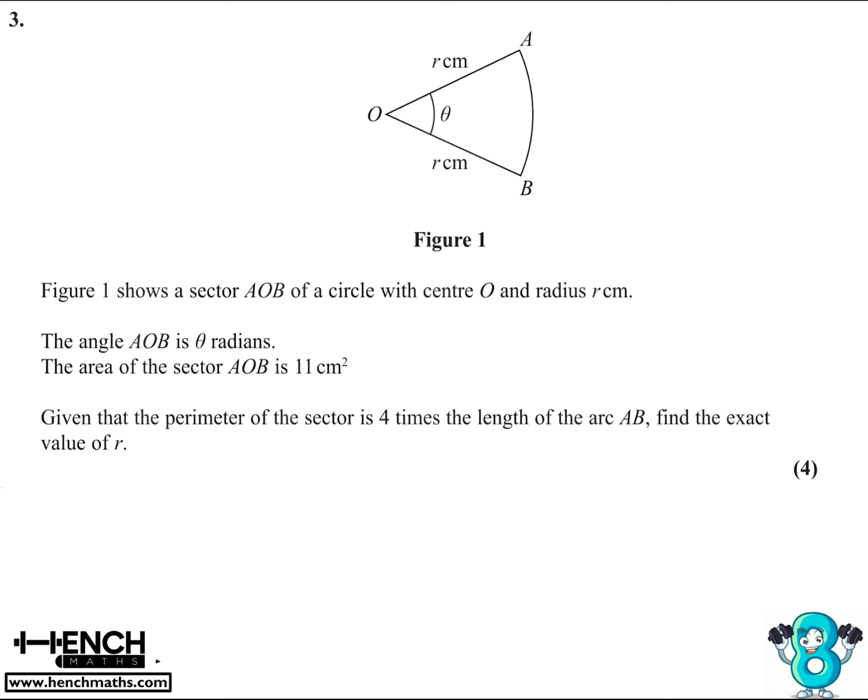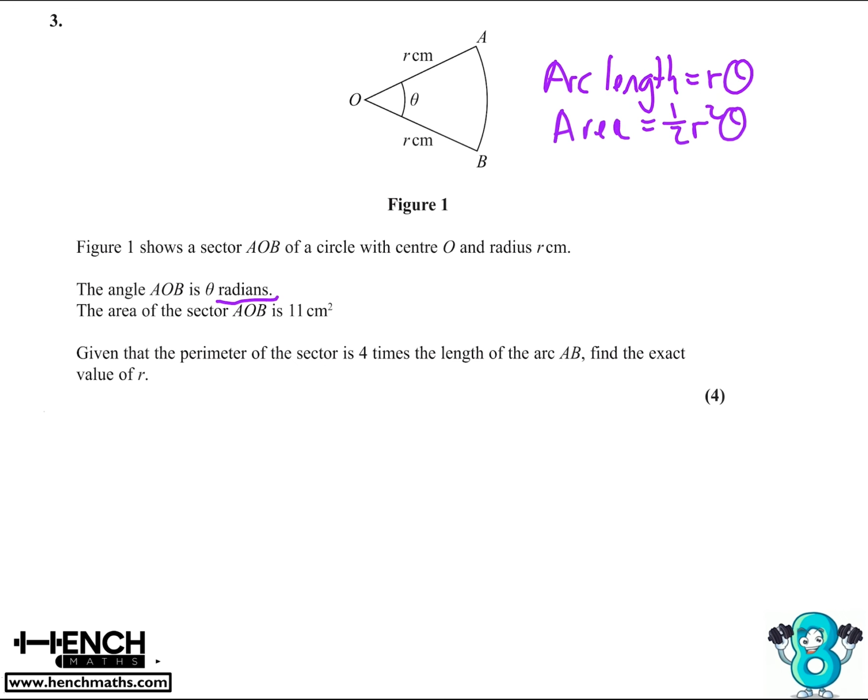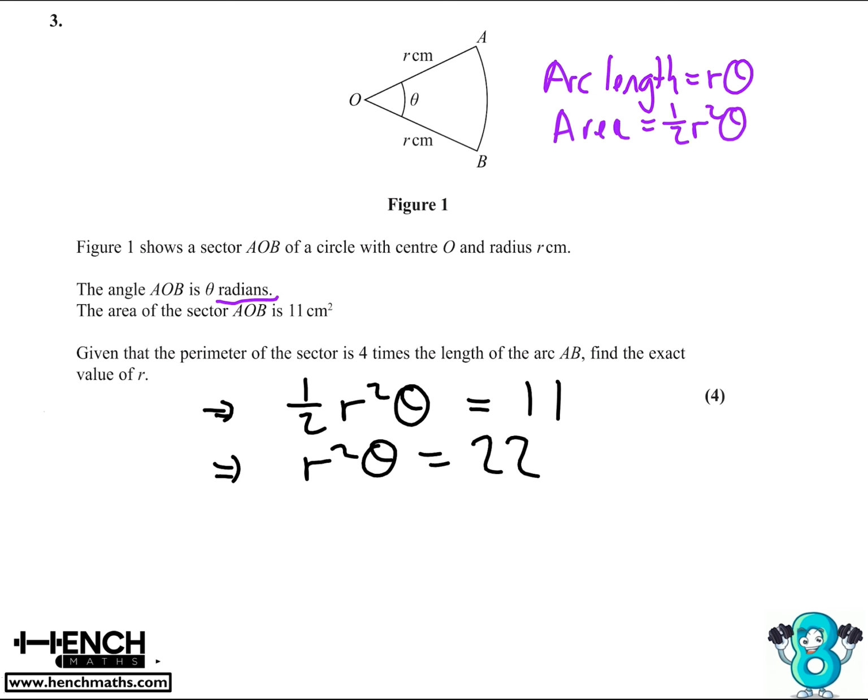So for a sector, the arc length is R theta, and the area is half R squared theta. That's very crucial as long as your angle is measured in radians, which is true in this case. So we're going to use these to create some equations and solve this question to find R. So let's make an equation with the area being 11. So this implies that half R squared theta is equal to 11. So we could times everything by 2. So R squared theta is equal to 22. So I'm going to bank that as an equation.